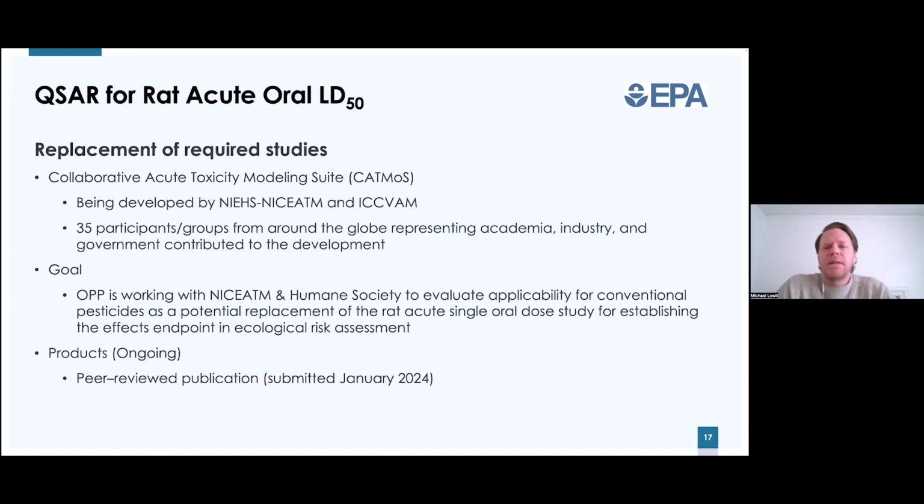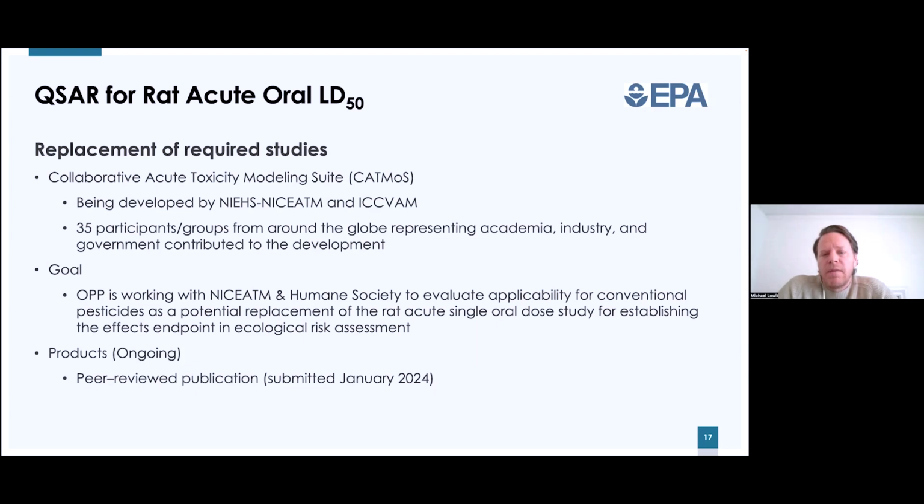In collaboration with NICEATM and the Humane Society, the agency is assessing the need for acute oral toxicity to rat testing in support of registration decisions on conventional pesticides, which are active ingredients other than biological pesticides and antimicrobial pesticides. We have been evaluating the utility of the Collaborative Acute Toxicity Modeling Suite, otherwise known as CATMoS, which is an in silico approach to replace the LD50 values obtained from the acute oral whole animal test with lab rats. Our analysis is complete, and we have submitted our analysis for publication in the open literature.